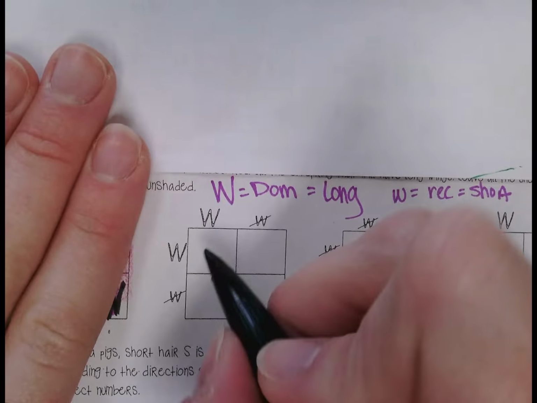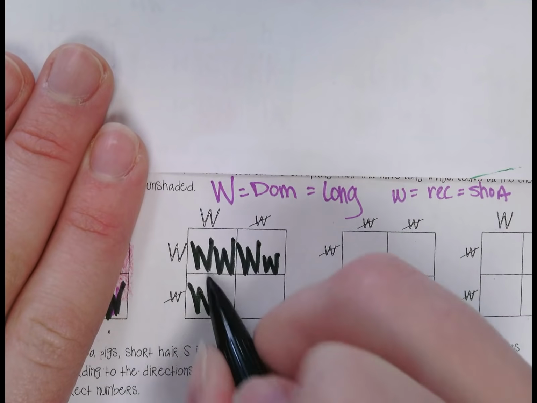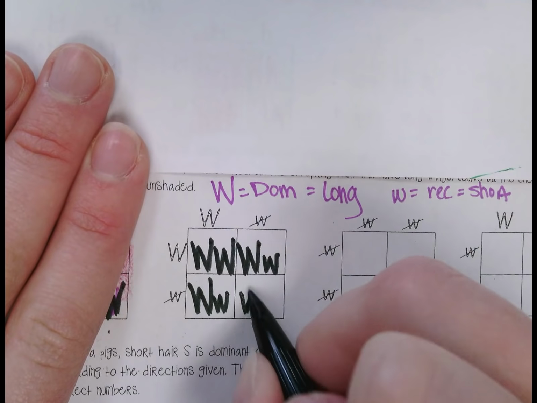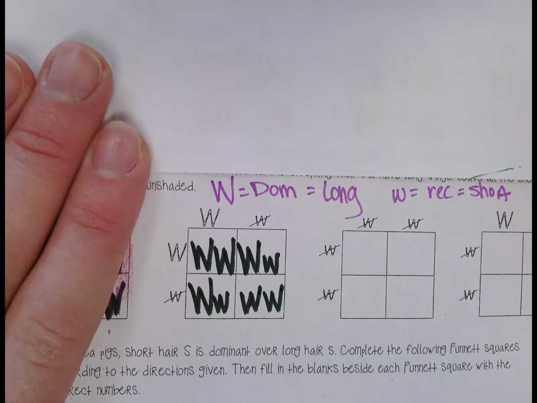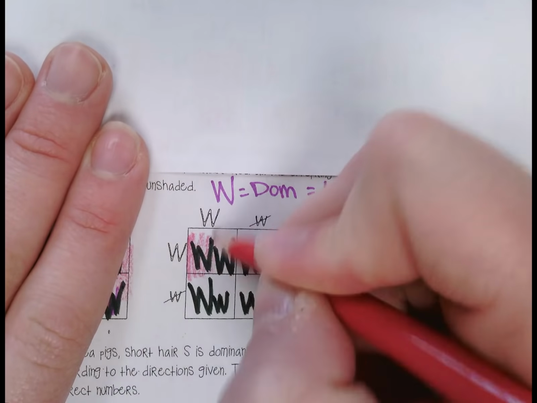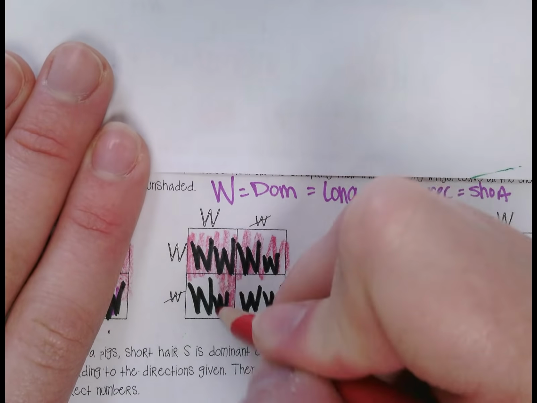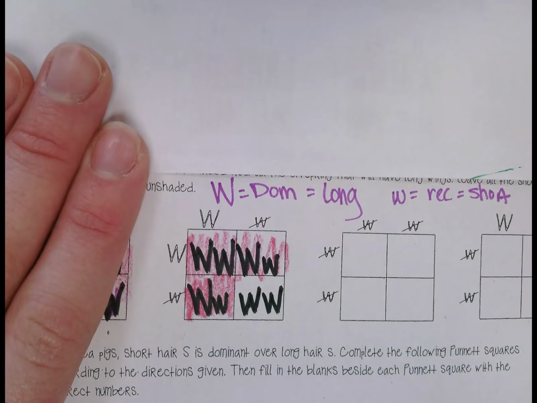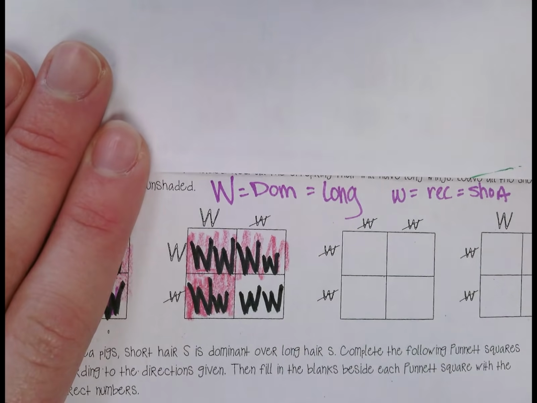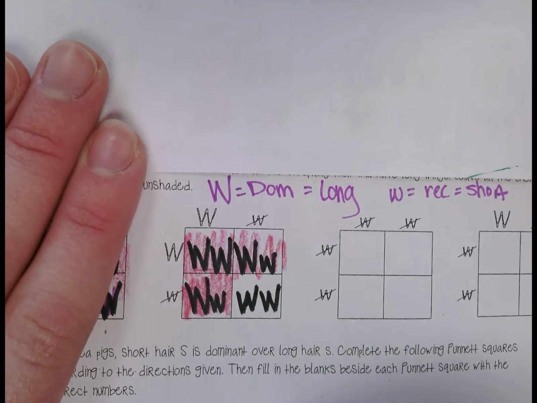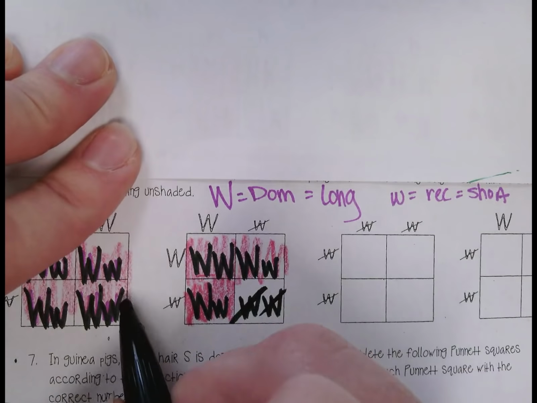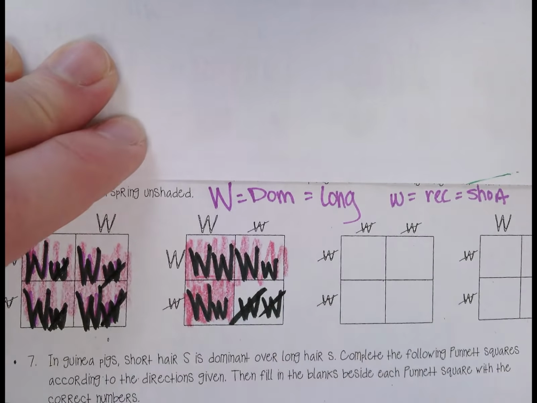Whoops, where's my pen? Big W, big W, baby W, big W, baby W, baby W, baby W. So these will all have the long wings, so they all have at least one of the big W's. Now these are little baby ones. That's kind of hard to see, so I guess I'll draw a little line through them.